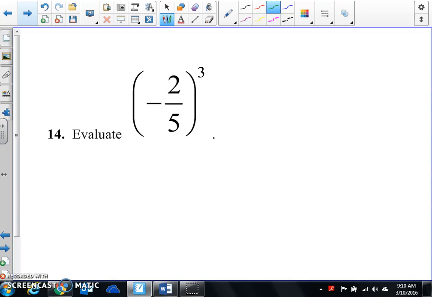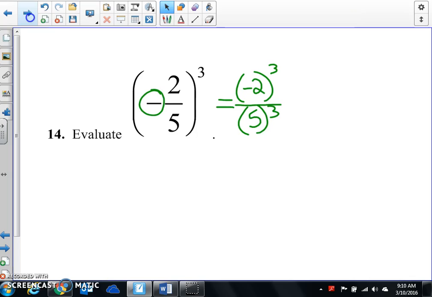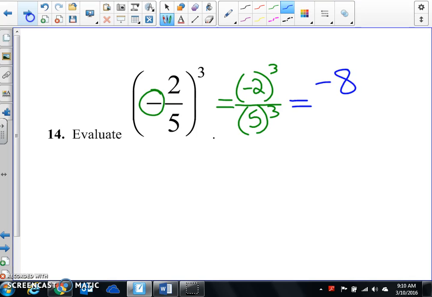All right, this one, remember, the exponent sees everything in parentheses. So you need to make this negative 2 all to the third and 5 to the third. And when I have a negative out front, I always just put it on the top. It's, to me, the easiest. So negative 2 to the third is negative 2 times negative 2 times negative 2, which is a negative 8. And then 5 times 5 times 5 is 125.